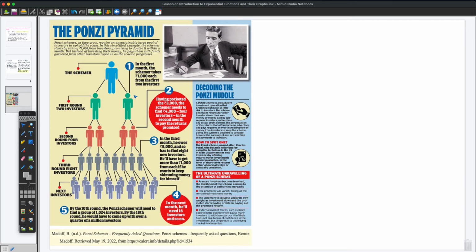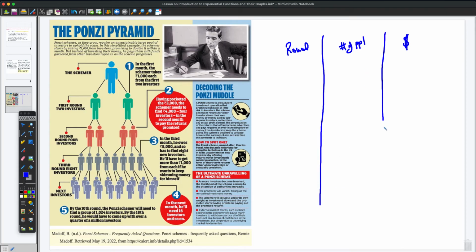So let's just do a rough sketch of a table here, and break it down into, let's call it the round, and let's say number of people. And if we look at the dollar amount within that round, okay? So if we were to just create a table of values here.